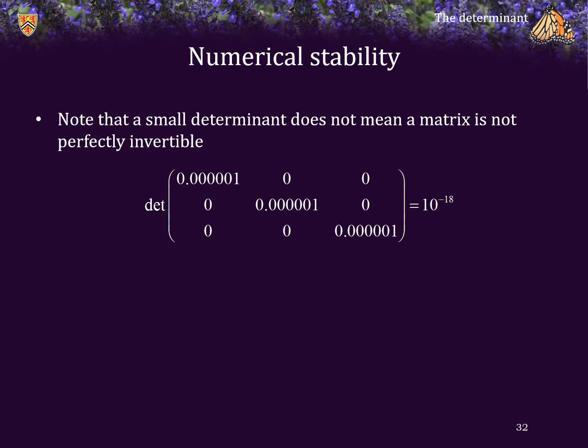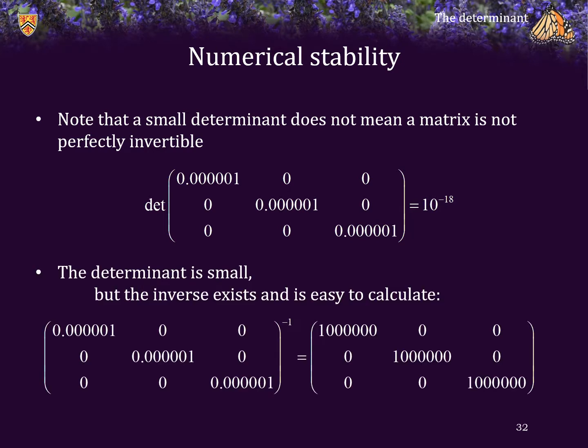Now, the problem is that a small determinant does not mean that the matrix is not perfectly invertible. For example, the determinant of this matrix is 10 to the negative 18, which is much smaller than the previous one. However, the inverse exists, and it's really easy to calculate. It's just 1 million on the diagonal entry.